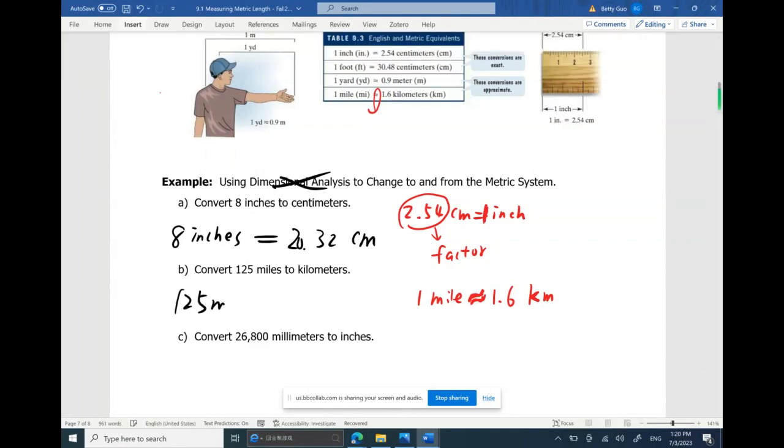We are going to multiply 125 by 1.6. That gives us 200 kilometers. In your vehicle, in your car, there should be a setting you can change from miles to kilometers.